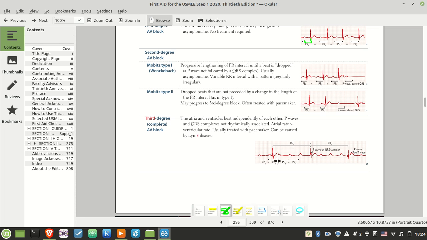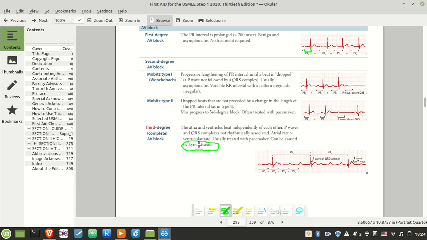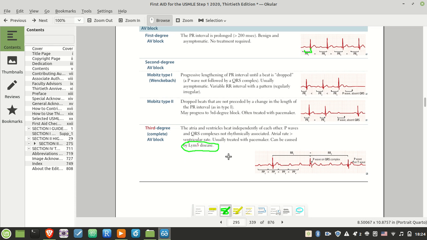And the big difference between 3rd degree and 2nd degree AV block is that there's really no relation between the P waves and the QRS in 3rd degree AV block. And the big thing is that you will see it in Lyme disease. Sketchy Micro has a cool thing about it. Even if you don't use Sketchy Micro, you should know this, it's super high yield.